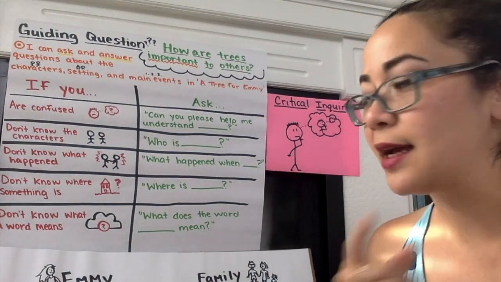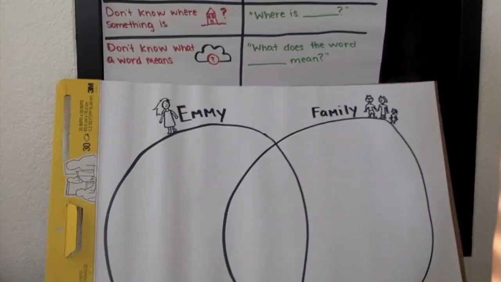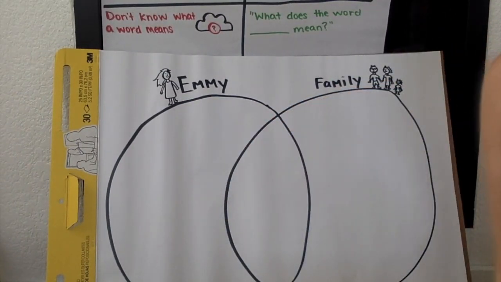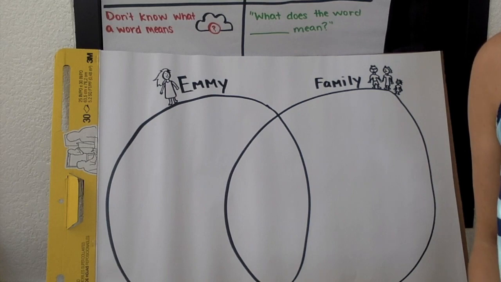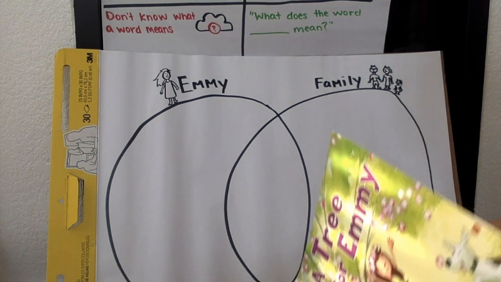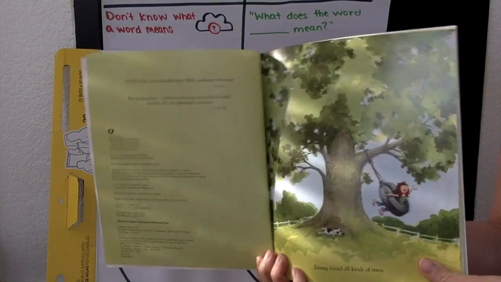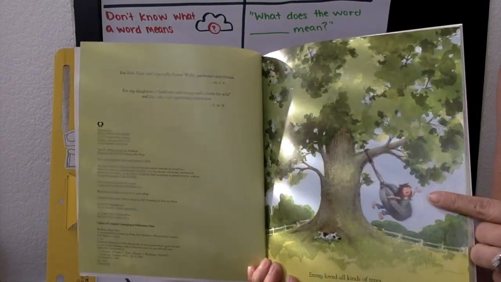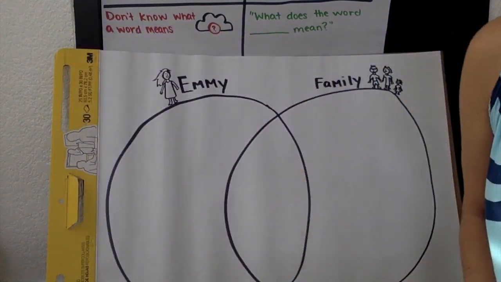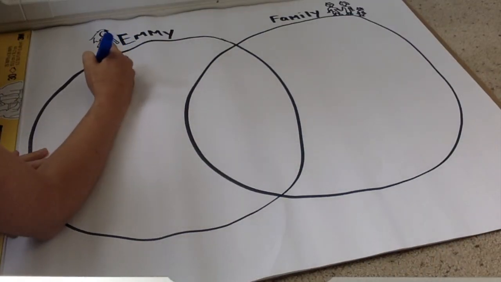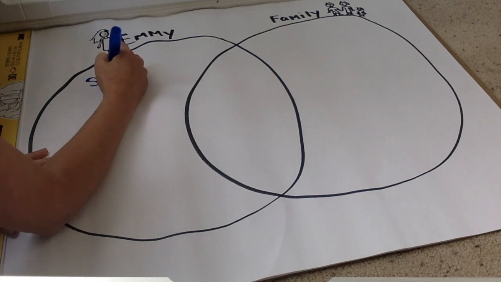So let's think. When we look at our character chart, what is Emmy doing at the beginning of the story? Yeah, you're right. She's swinging and playing and climbing. She's enjoying the trees, isn't she? So I'm going to go ahead and I'm going to write that on our chart. She, and I know she is a sight word. Shh, S-H.